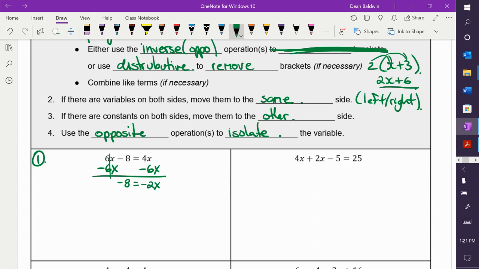Okay, guys, what do I do now? Divide by -2. Why am I dividing by -2? To isolate the x. What's -8 over -2? What should you do on every question? Check it. How do you check?